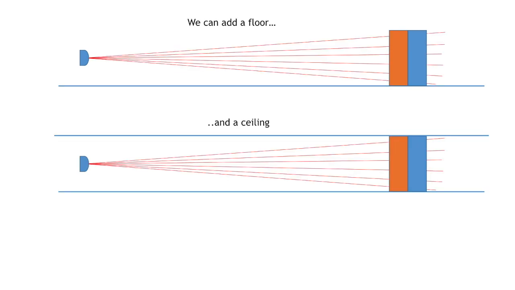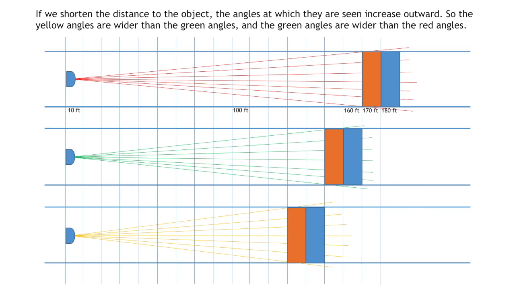We can add a floor to our paint on the wall and a ceiling, and you start to see a corridor develop. We can shorten the distance to the object. The angles at which they are seen increase outward. So the yellow angles are wider than the green angles, and the green angles are wider than the red angles.